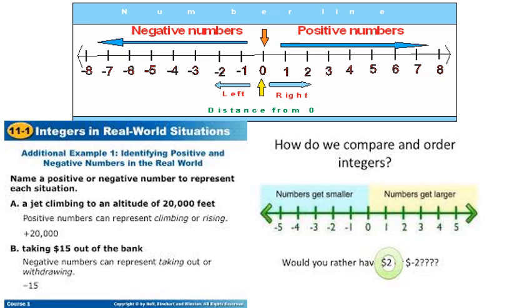Okay, so here's a few number lines. Let's look at the very top one. It says that negative numbers are going to the left of 0 and positive numbers are going to the right.